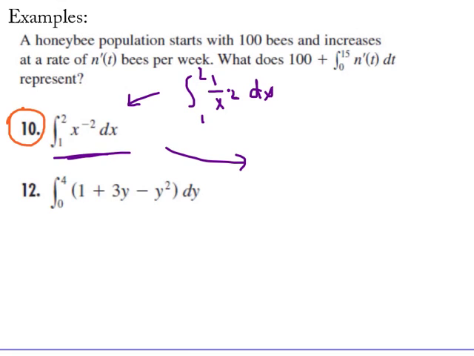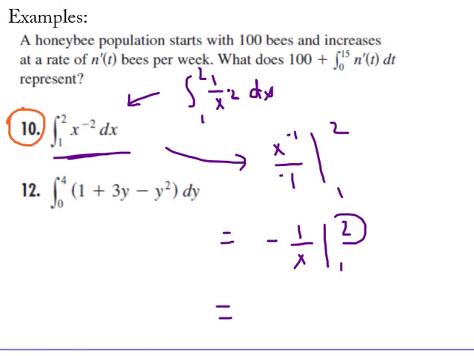a power rule, so we're going to make this x to the 1 higher power over that power, x to the n plus 1 over n plus 1, from 1 to 2. Now simplify that a little bit, that's just negative 1 over x from 1 to 2. And capital F of b means plug in the b value to the antiderivative, minus capital F of a means to plug that in, negative 1 over 1. And just simplify, so 1 minus a half equals a half.